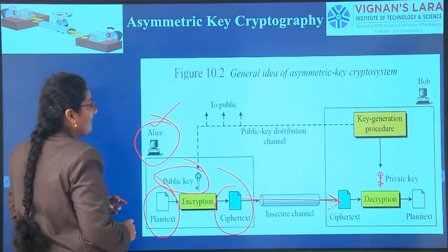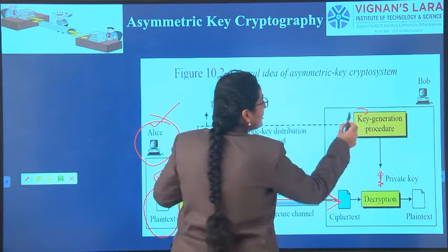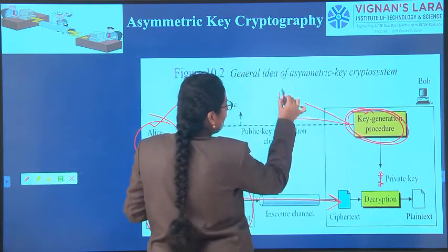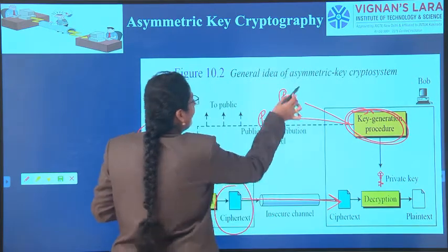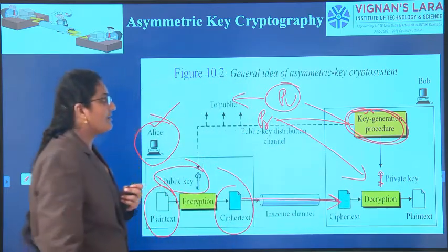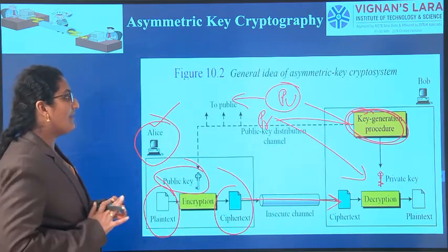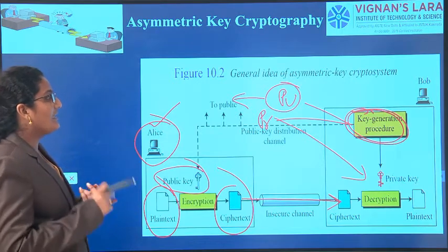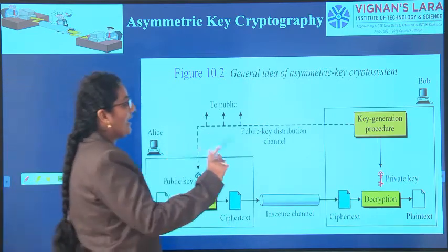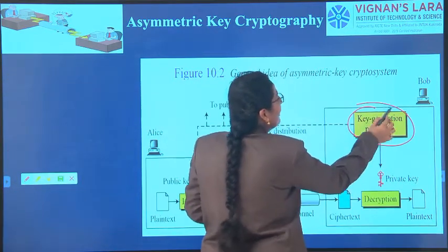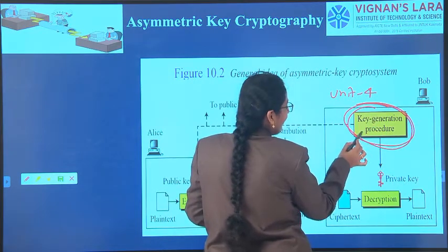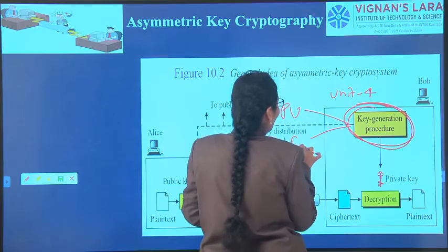Where did Alice get the public key and private key? We have a key generation procedure. This key generation procedure will give you the public key and private key. The public key is known to everyone, public. The private key is only given to the receiver. From where are we getting the public key and private key? We have the concept called key generation procedure, which we will study in unit 4. By using the key generation procedure, we get the public key and private key.